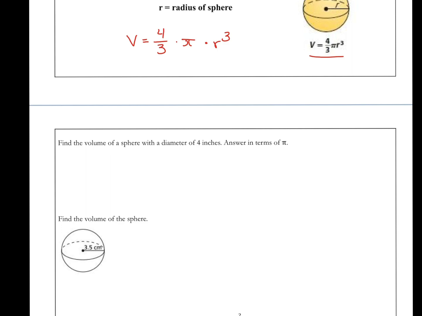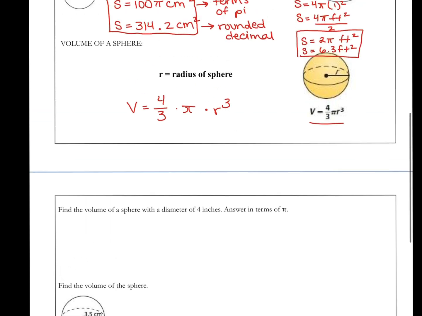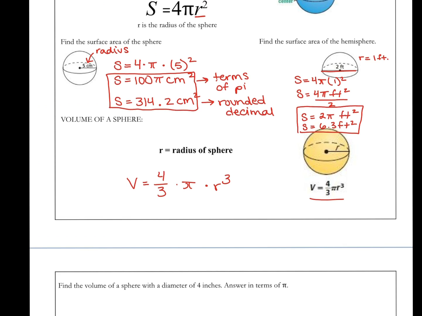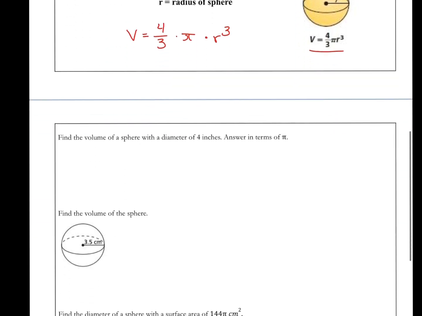Now this next practice question asks us to find the volume of the sphere with a diameter of 4 inches, and it wants us to give our answer in terms of pi. So our answer will look like this one, for example. We will have pi written in our answer.